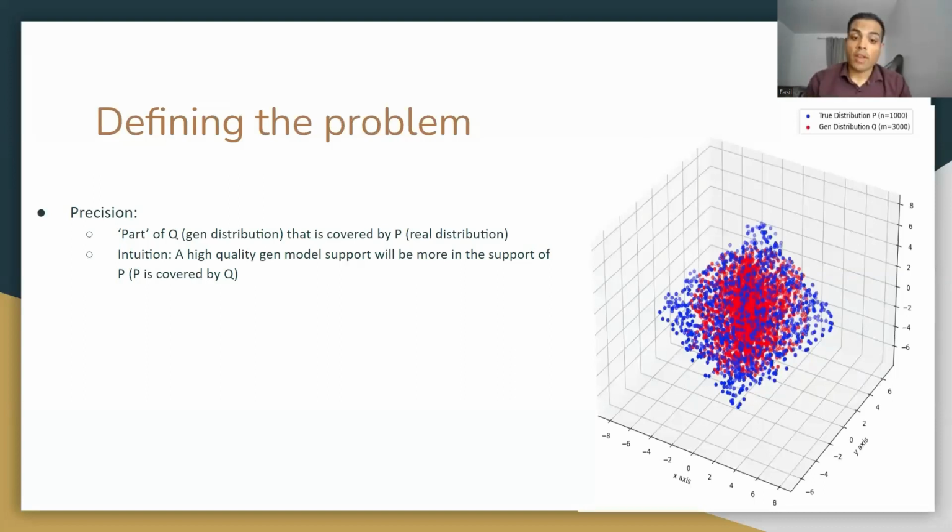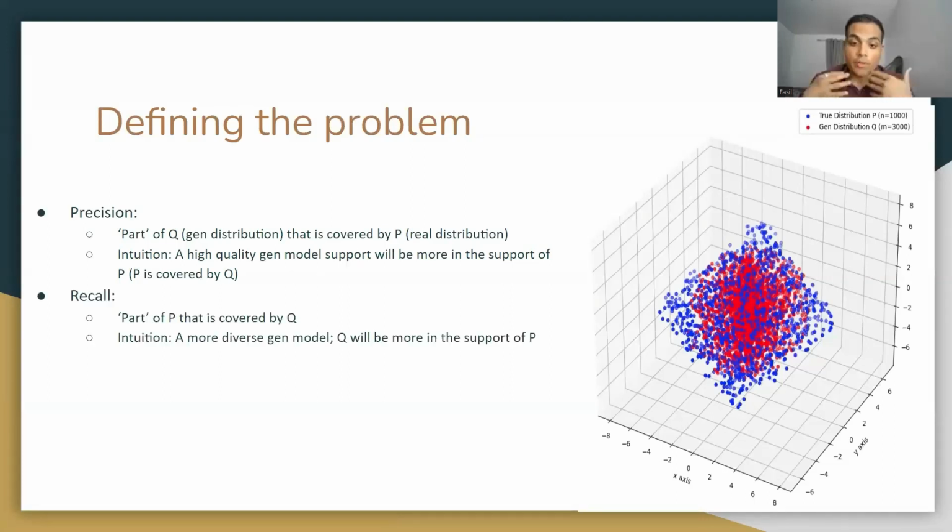Similarly, recall is defined as the part of P that is covered. The better the recall, the more diverse, the bigger part of Q can be used to encompass P. I know that seems like a lot, but let's look at the figure to explain this. In this example, note that the generative model does not cover all of the true distribution, i.e. the sphere doesn't cover the whole cube. There are regions of the cube that the sphere will never touch. We can therefore say it does not completely cover the whole diversity of the true distribution.